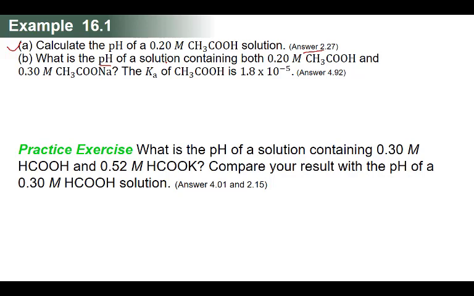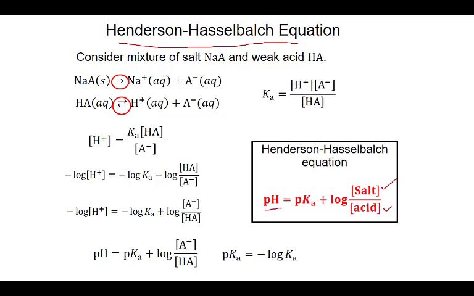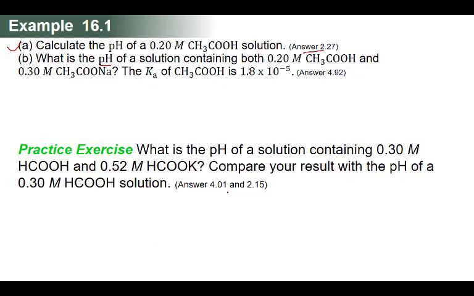So we will write the Henderson-Hasselbalch equation here: pH is equal to pK plus log salt upon acid. This pK means negative log of Ka. P means negative log, as I told you in the previous example. pK means negative log of Ka.